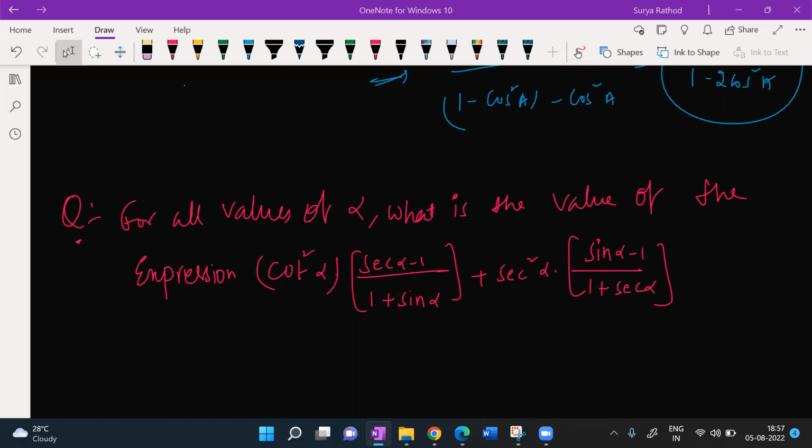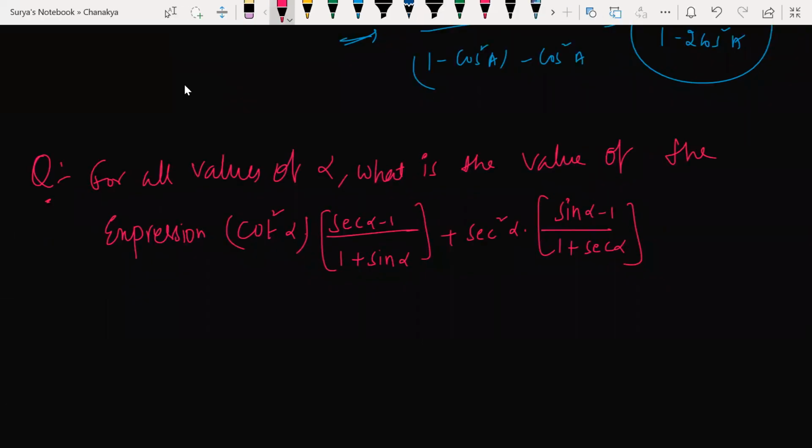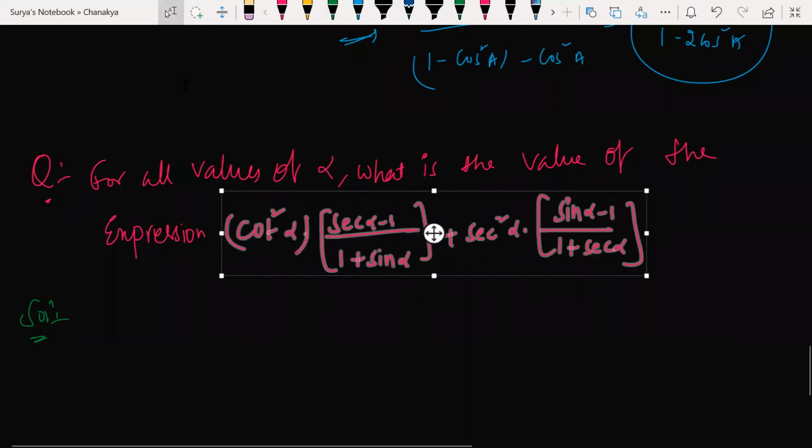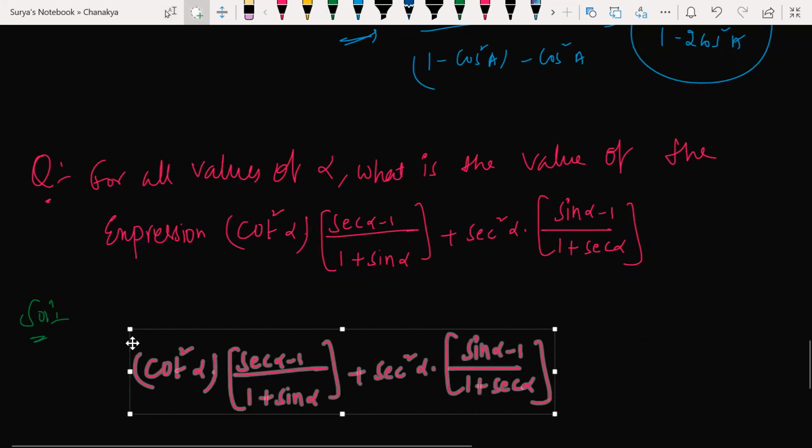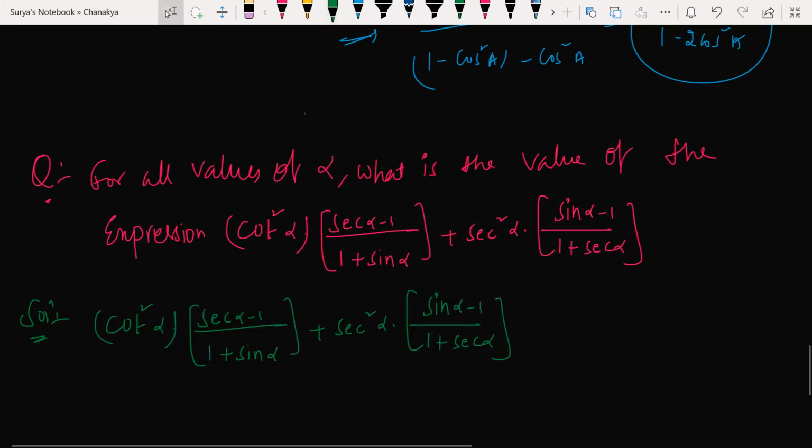What's the answer? Can you explain how to solve? Sir, can you once explain? Yeah, for this type of questions, look at this. This is what he has given.